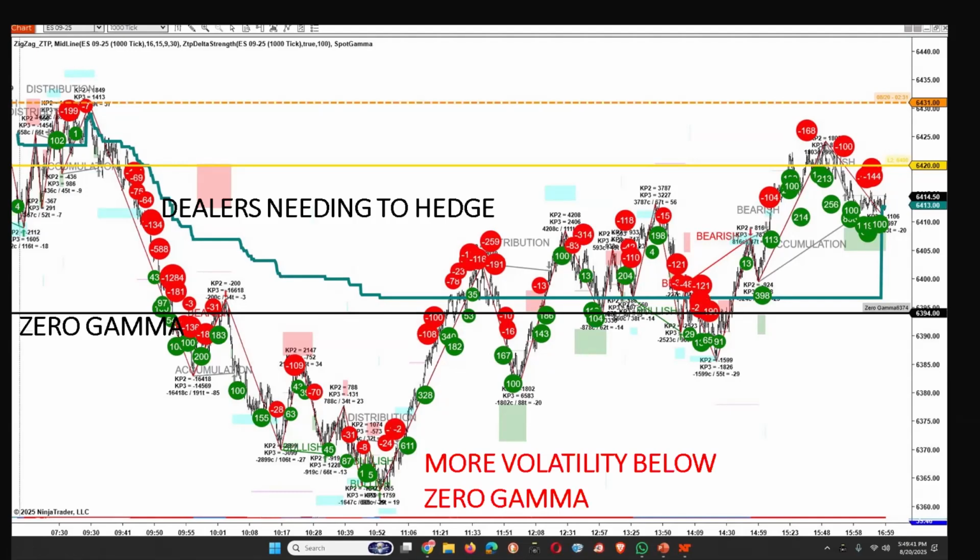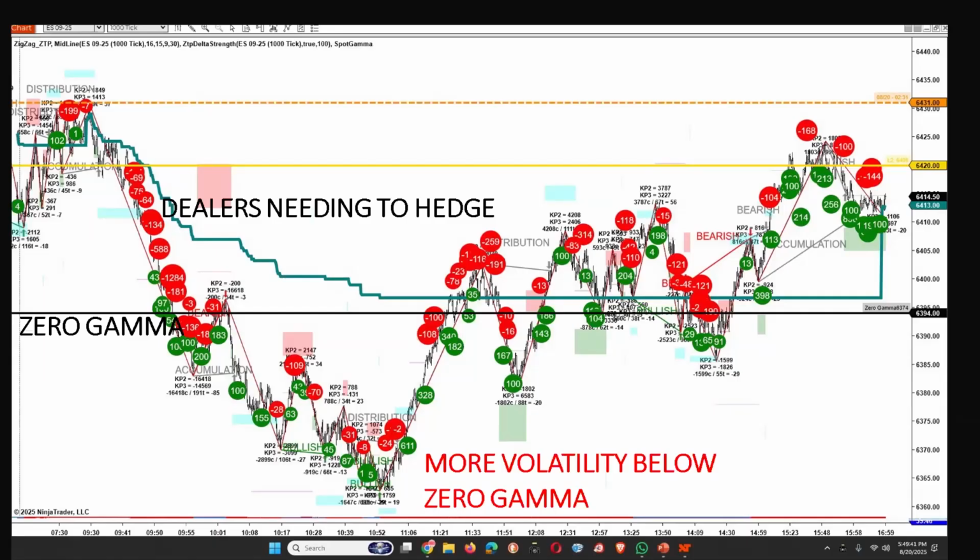There at 0 gamma, there is less volatility above that number and more volatility below that number. That volatility increases below 63.94 because the dealers have to trade in the direction of the trend because of hedging requirements below 0 gamma. We're going to expect more volatility.